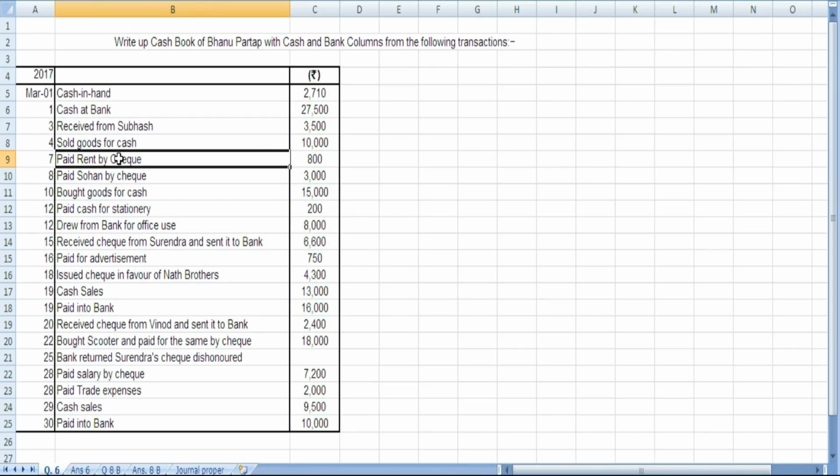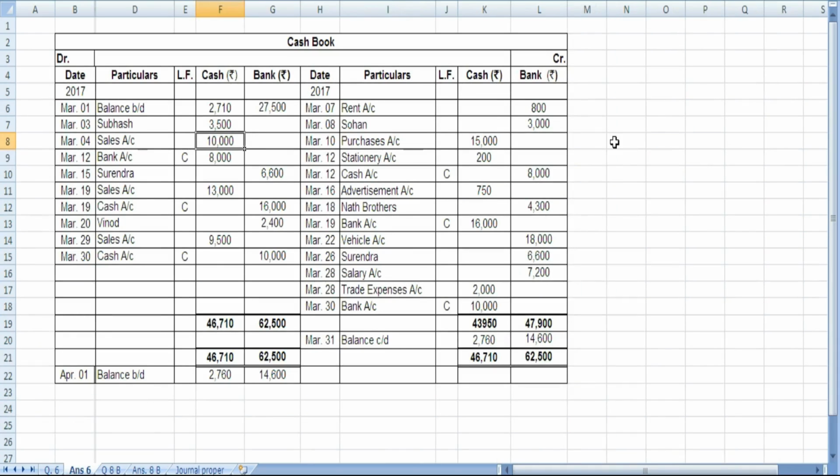Next we have paid rent by check 8,000. Here rent is expense, so we debit the expense. So what do we write down? Whenever we debit the expense, we write down rent account debit to bank account. Why are we writing this is, you have to make in your mind, just to make you understand better. I'm writing here. So rent account debit to bank account.